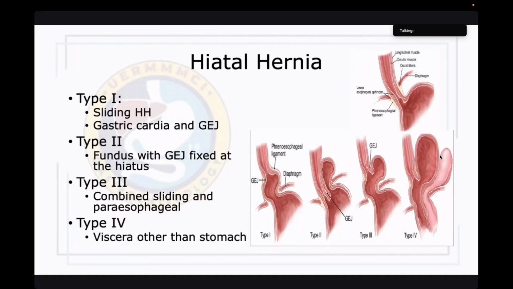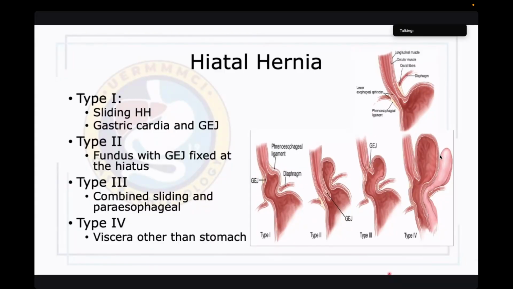There are 4 types of hiatal hernias. Type 1 is the most common, comprising 95% of all hiatal hernias. We also call it sliding hiatal hernia. In this type, the GEJ and the cardia, which are normally below the diaphragm, are displaced upward.